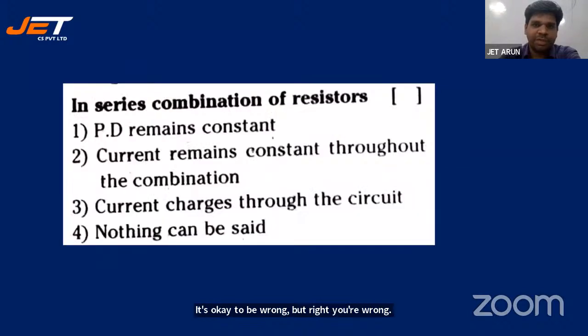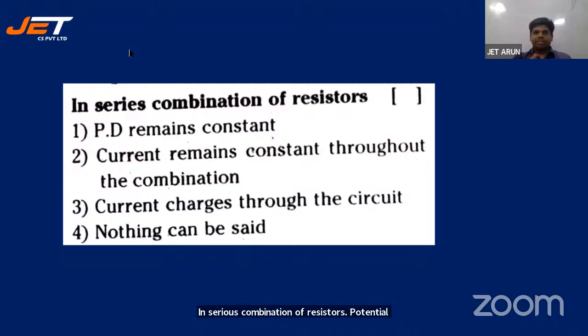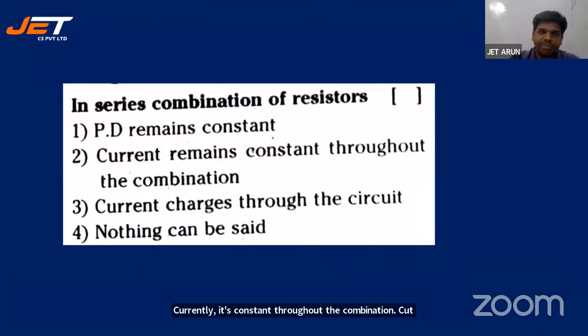Let's go for the next one. In a series combination of resistors, potential difference remains constant. Current remains constant throughout the combination. Current changes through the circuit. Nothing can be said. Series combination definition, students, only. So, understanding of the series concept: current remains constant throughout the combination. Potential difference remains constant.